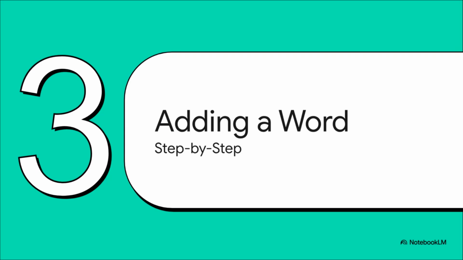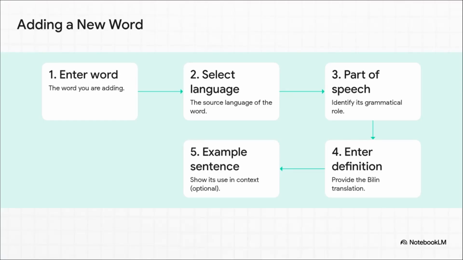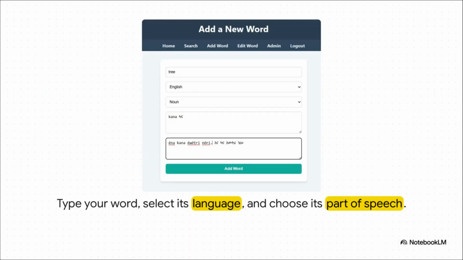All right, now for the fun part, the hands-on stuff. Let's get right into the step-by-step process of adding a new word. It's actually pretty straightforward, just 5 main steps. And to make it super clear, we're going to use the English word tree as our example for this walkthrough. Okay, so the first 3 steps are a breeze. You just type in your word, in our case tree, then you pick its language from the dropdown, which is English, and finally, you choose its part of speech. For tree, that's a noun.